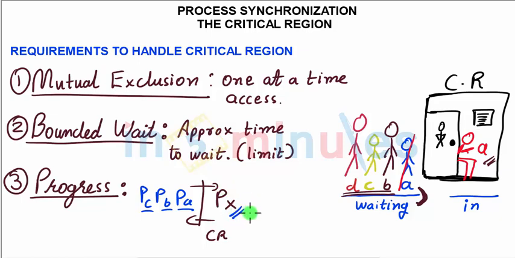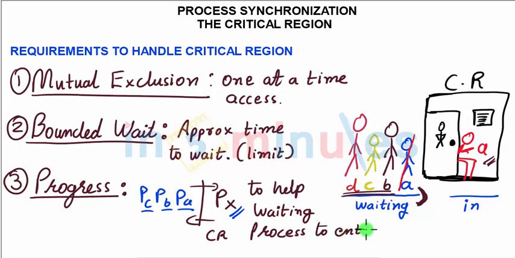So basically progress is to help waiting process to enter critical region. This is generally done by algorithms. So there are series of algorithms which would decide out of C, B, A who should enter. We already talked about some of the algorithm earlier, scheduling algorithm, that can again be used under this scenario.